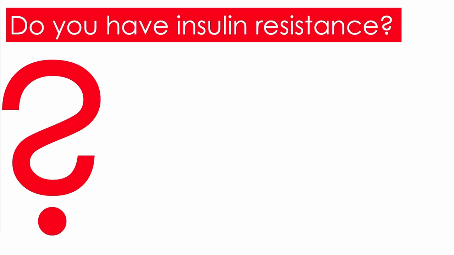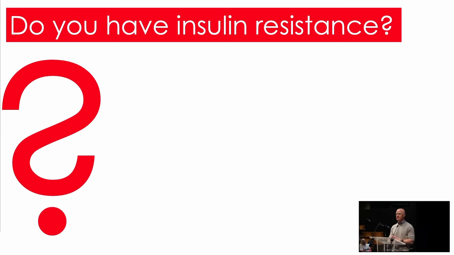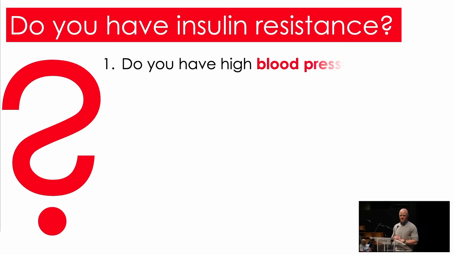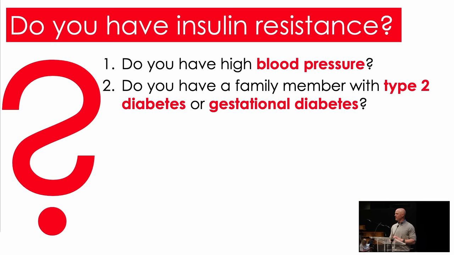And just to help you understand the scope of the problem, I've already shared with you some of the statistics, but I strongly suspect the problem is even worse than the data suggests. First one: do you have high blood pressure, or someone you know, someone you might be thinking of? Do you have a family member with any evidence or history of metabolic problems like type 2 diabetes, or the pregnancy version of type 2 diabetes, which is gestational diabetes?